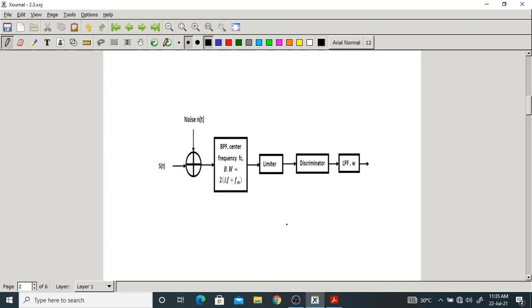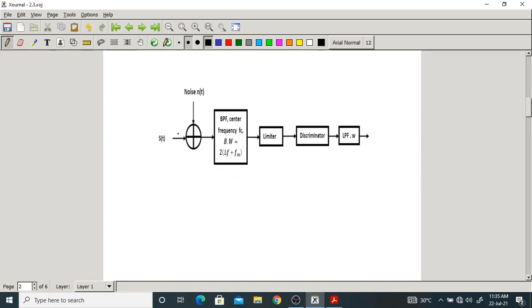Now here, we are giving S of t as input, that is the modulated signal. What is S of t? It is the already modulated signal. Now we are passing it through a channel. Obviously, in that channel, noise N of t will be getting added. Now this is the receiver.